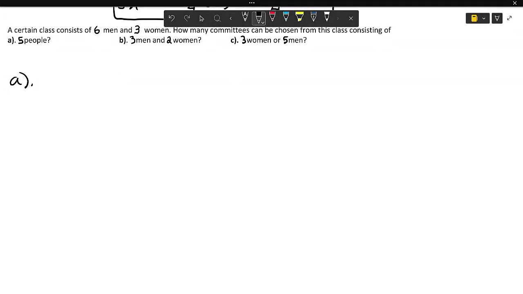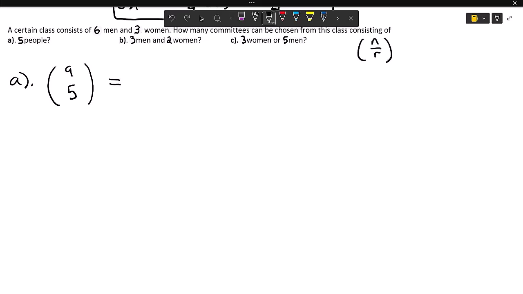In this example, we're talking about combinations. We have a class consisting of 6 men and 3 women. We're going to talk about how many committees can be chosen consisting of, first off, 5 people. In this particular situation, there's a total of 9 to choose from. We write the total number of combinations as 9 choose 5.